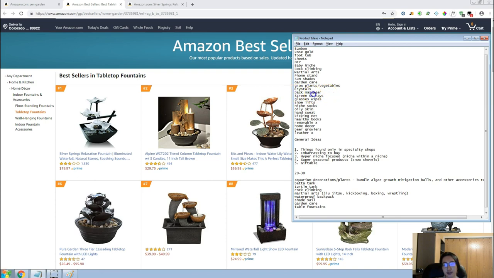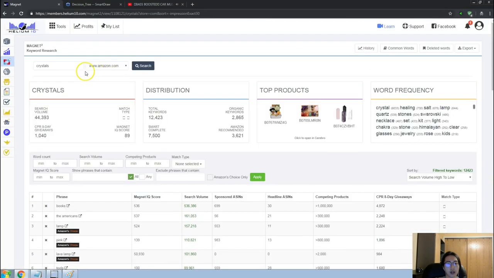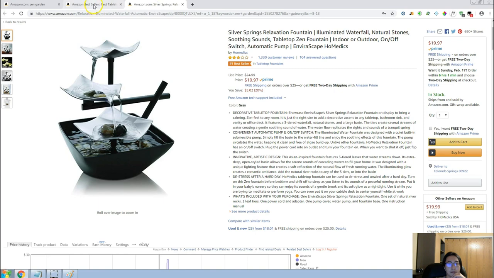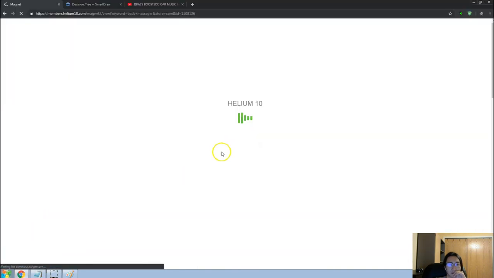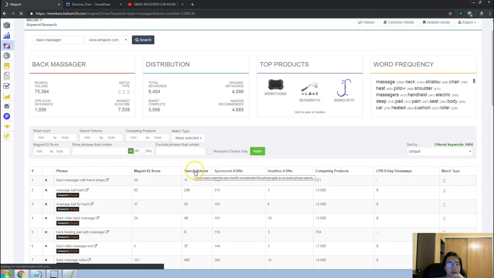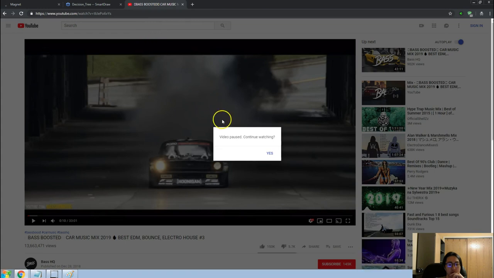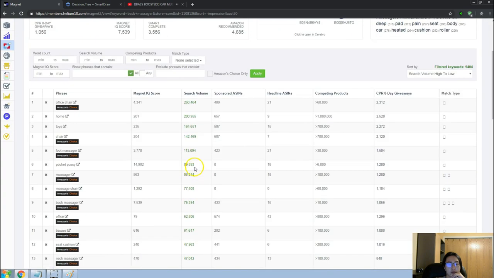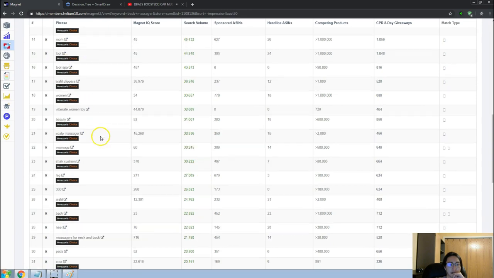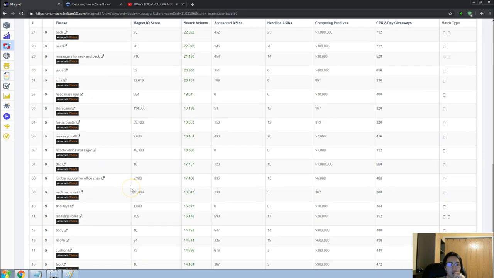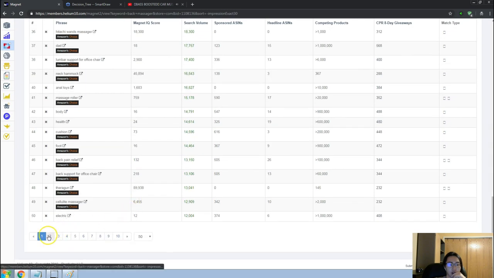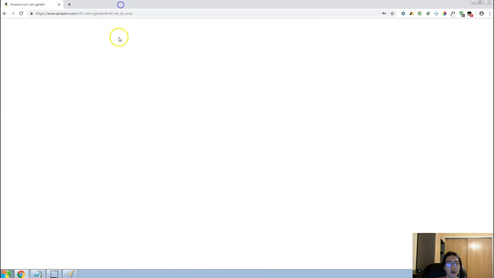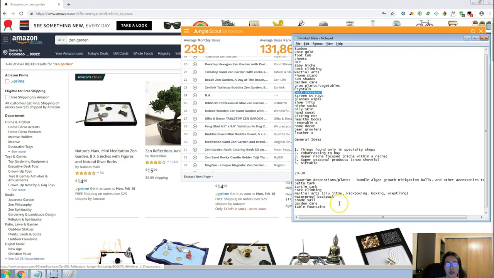Back massager. I know this is a super saturated market. I wanted to type it into Helium 10 to see what it comes up with. Massage chair. I'm gonna just straight up skip most of these because we want to niche down. We want something like a cellulite massager. That's a niche within a niche, you know what I mean? Oh, you know what? Actually, I forgot Zen Garden was actually pretty decent too.